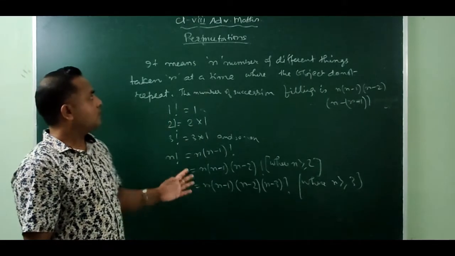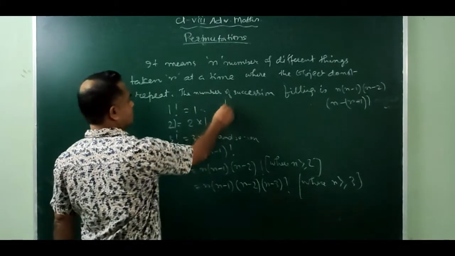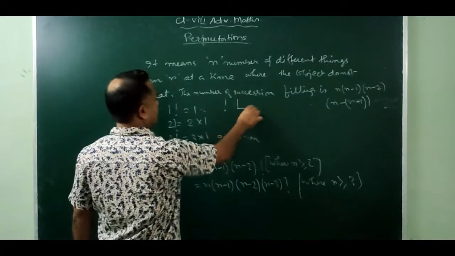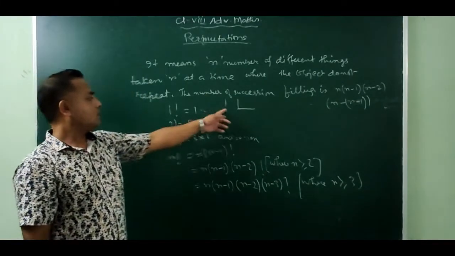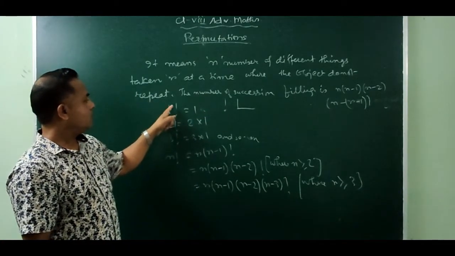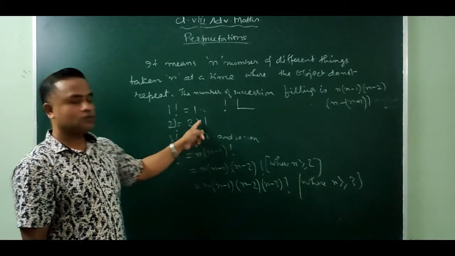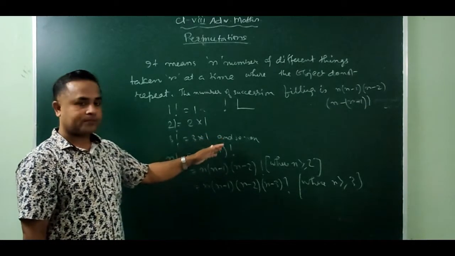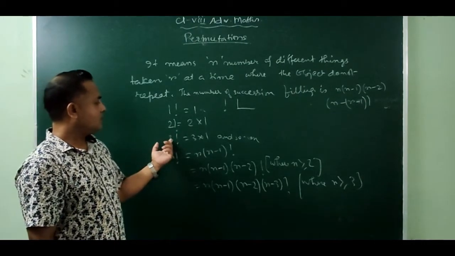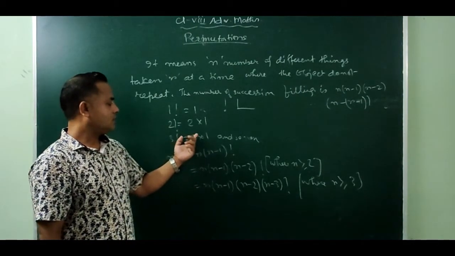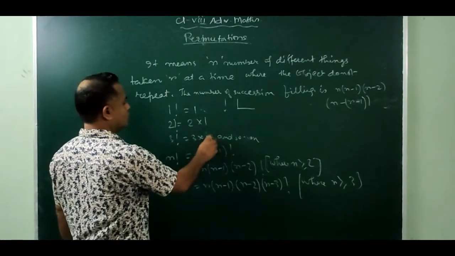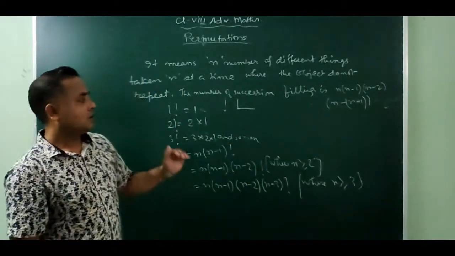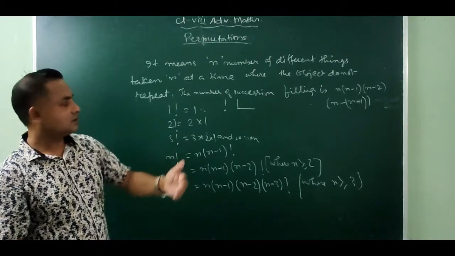Now these permutations we denote by a sign that is called the factorial, or it may be by these symbols. What does it mean? Say 1 factorial means 1, 2 factorial means 2 into 1, that means it goes on reducing. 3 factorial means 3 into 2 into 1. Just like this, the formula goes on reducing via the next succeeding numbers.